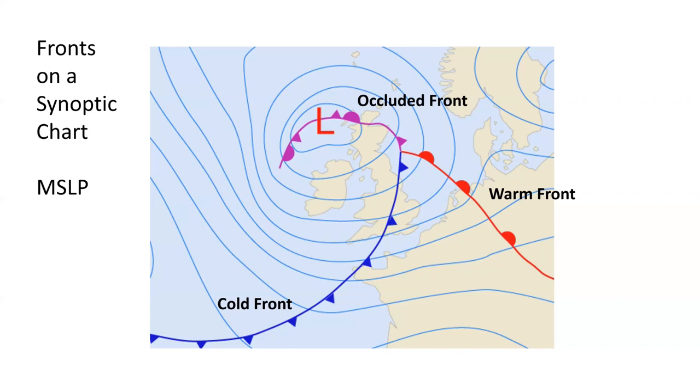And you can see also that the warm front is generally what hits the UK first. As these low pressures move in, we see cloud behaviour associated with the warm front, then followed by the cold front.